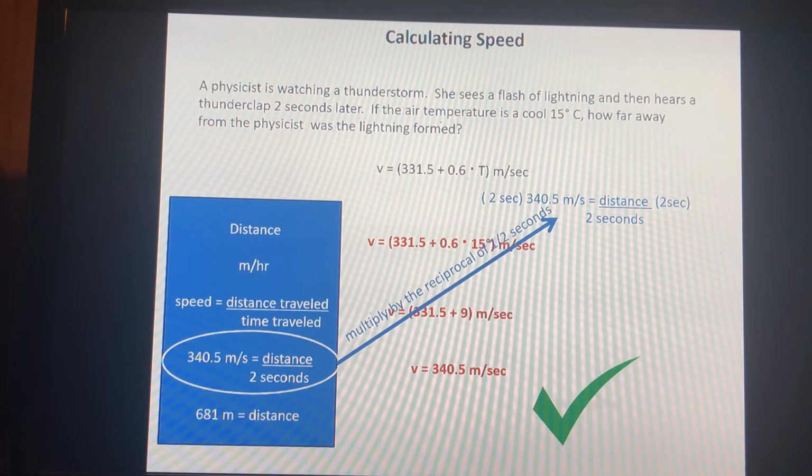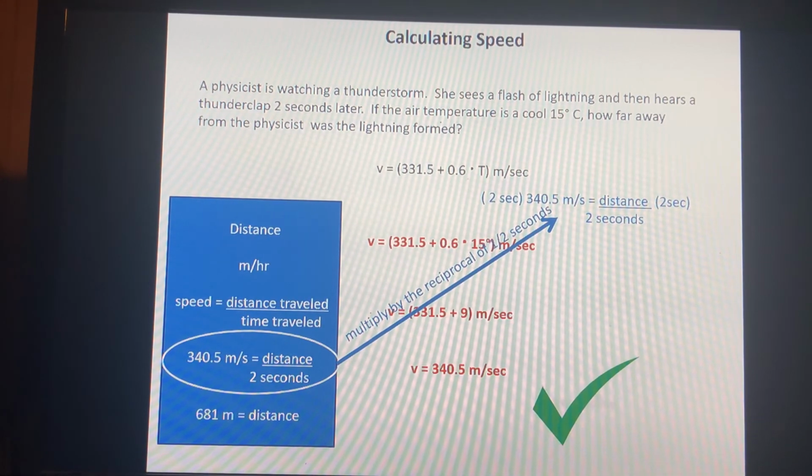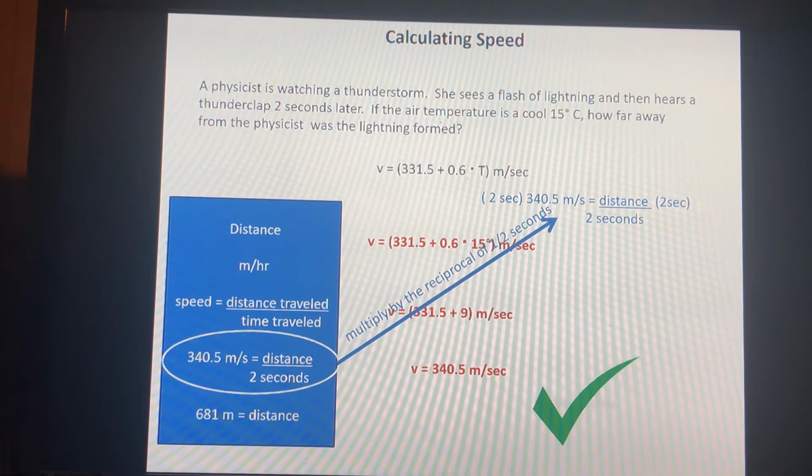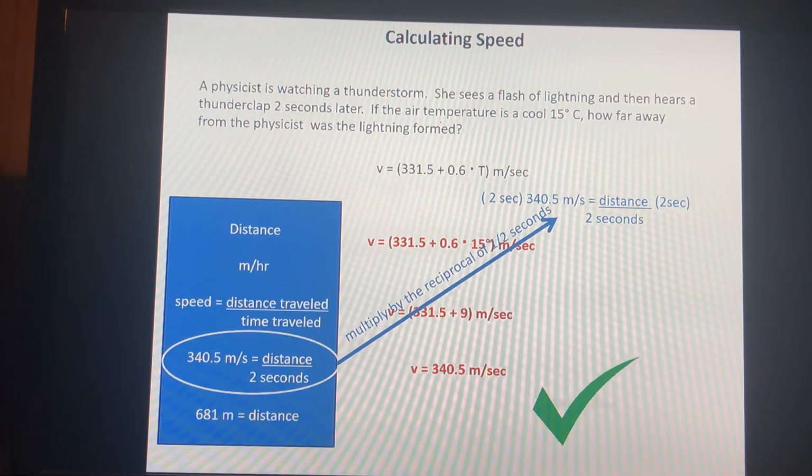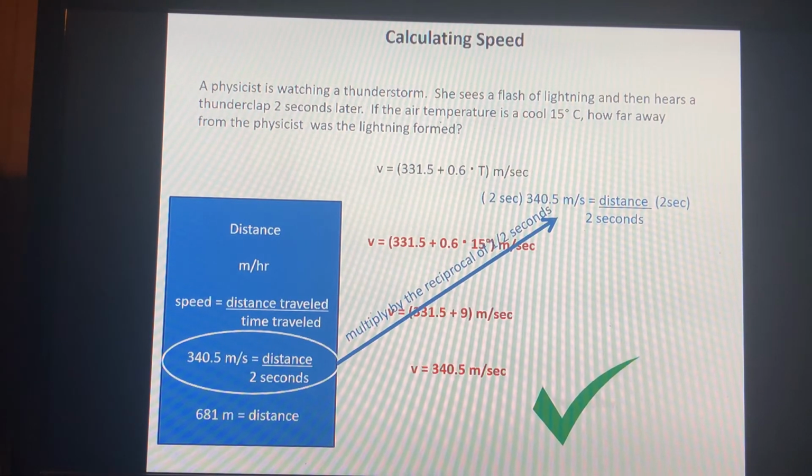And in that case, seconds is in the numerator. I hope that makes sense to you. It should if you're taking Algebra 1 this year. Remember that with algebra, you always need to balance the equation. So whatever you do to one side of the equation, you have to do to the other side of the equation.